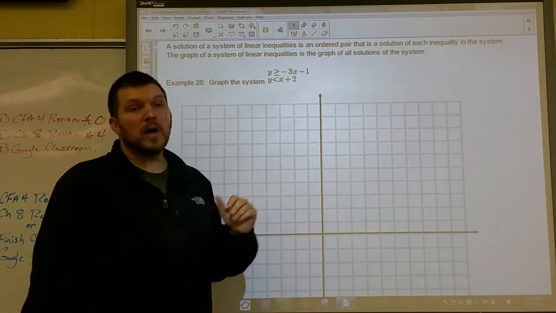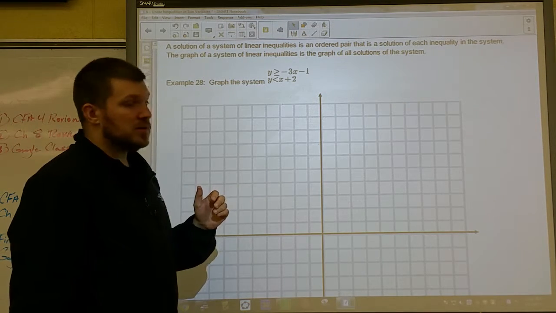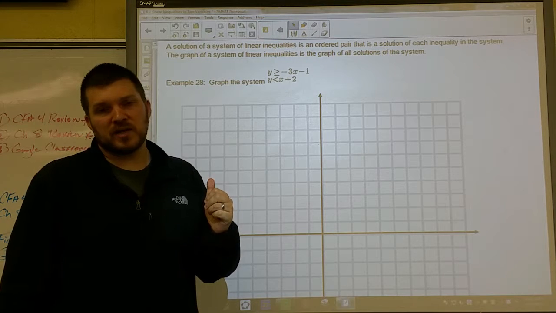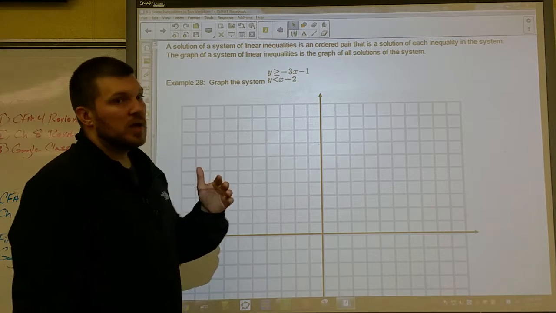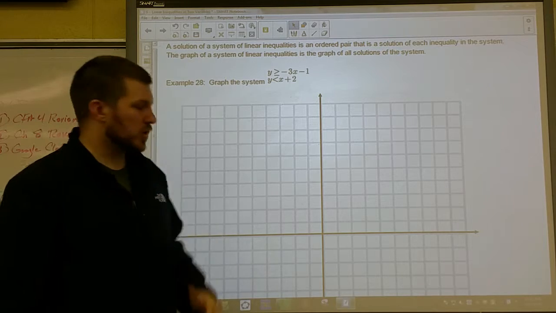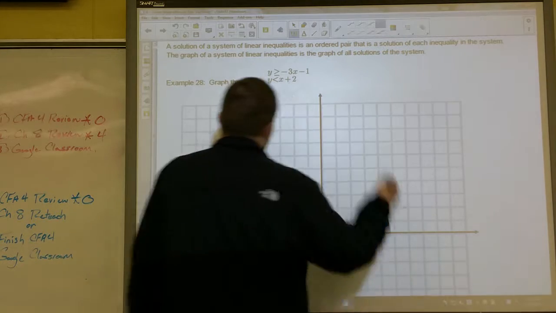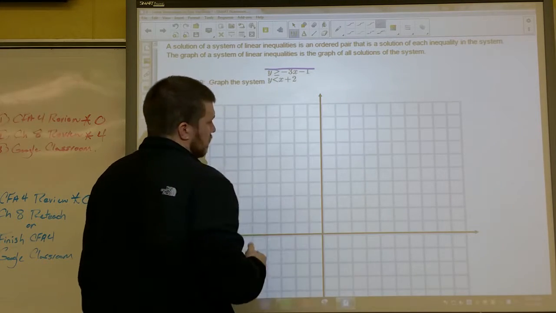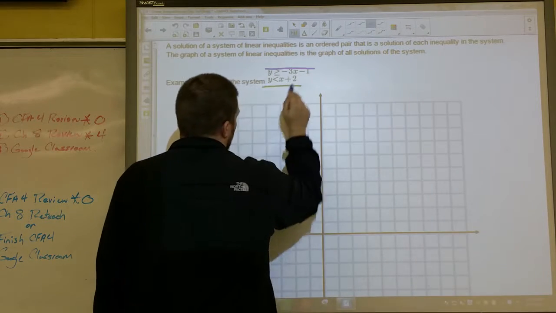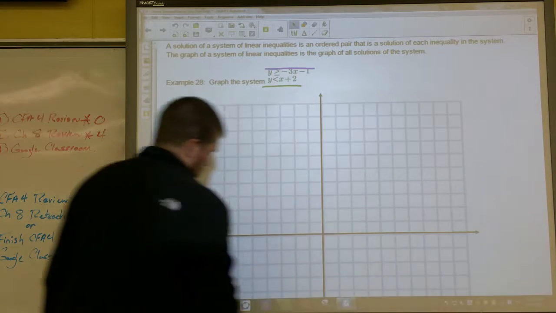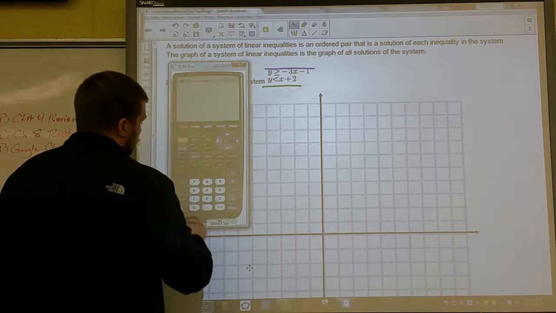Fortunately here, both inequalities have y by itself, so we're going to just start like we did in the previous example: graph each boundary line, and shade each individual inequality. I'm going to do the top inequality in blue, the bottom inequality in green. I'm going to start with the top inequality. I'm just going to work with that one only.